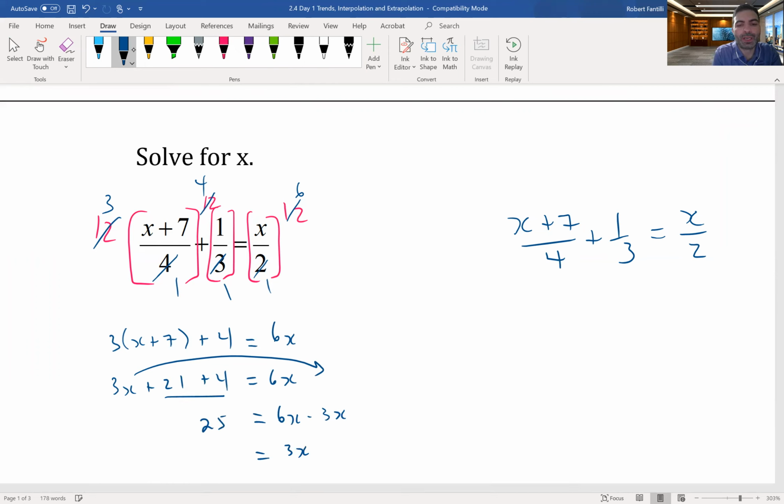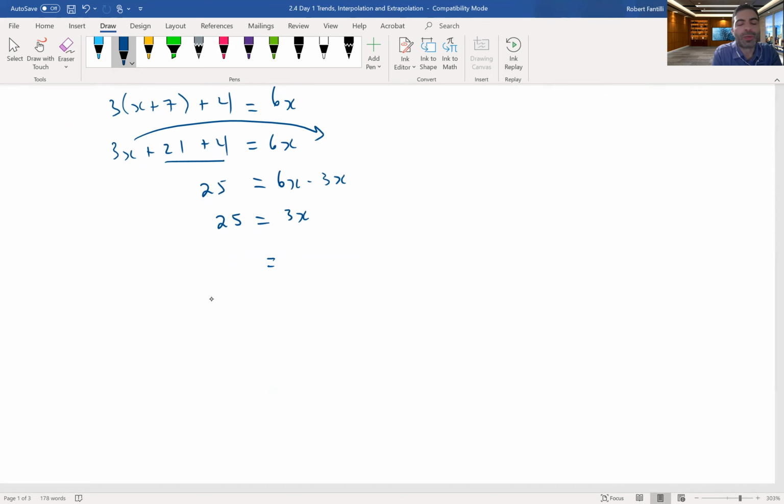Divide both sides by 25, and you end up with, sorry, I apologize, divide both sides by 3, right? Divide that by 3, divide that by 3, and you end up with x equaling 25 over 3. Now, you could have written that like this. It doesn't really matter. x equals 25 over 3 or 25 over 3 equals x, doesn't matter.